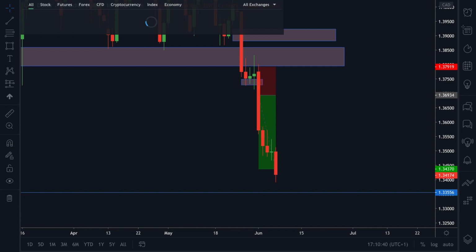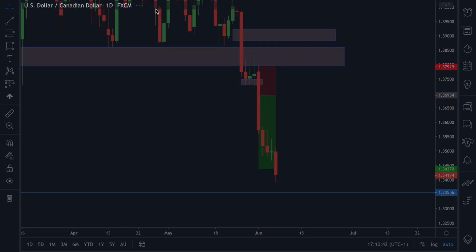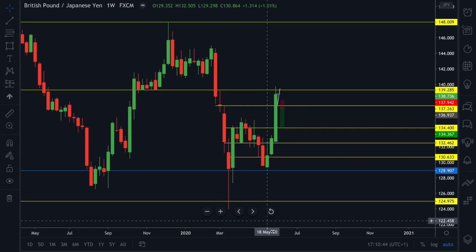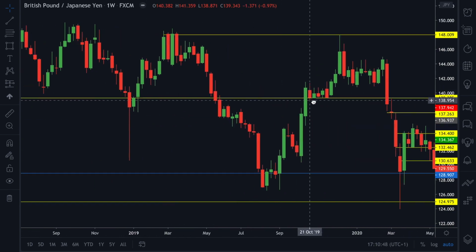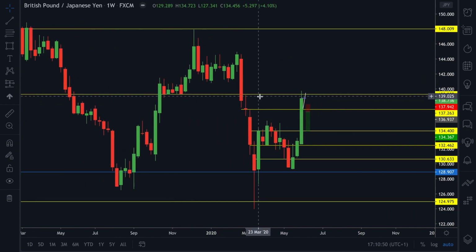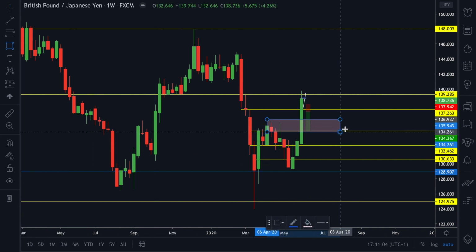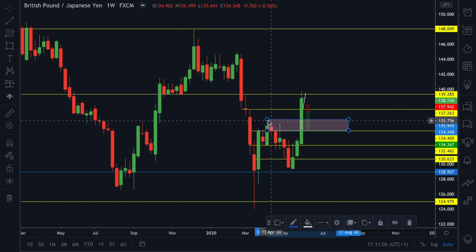Now we can go on to sterling yen. Once again, on the weekly time frame, price did reach this level of resistance, quite a key level on the weekly. So now we're looking for price to pull back. It's now looking like the bulls have stepped in. It's broken structure to the upside, this here and all these levels here. We'll get a pullback and then take longs. I do think it'll pull back in and around this area here.